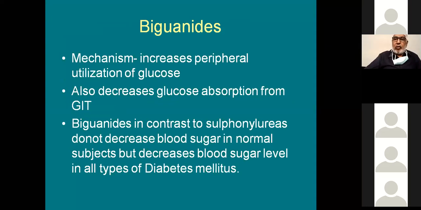Regarding another group of oral hypoglycemic drugs, biguanides increase the peripheral utilization of glucose. They also decrease the glucose absorption from the GIT. Biguanides, in contrast to sulphonylurea, do not decrease the blood sugar level in normal subjects, but decrease the blood sugar level in all types of diabetics. They reduce blood sugar in diabetes, but normally they do not cause hypoglycemia, this group of biguanides.